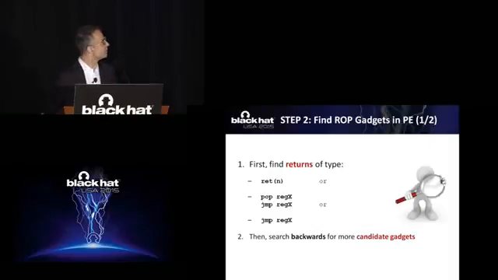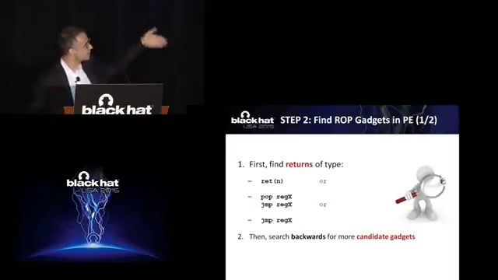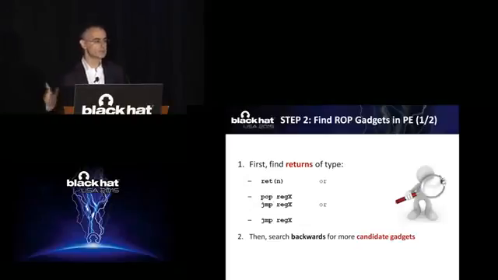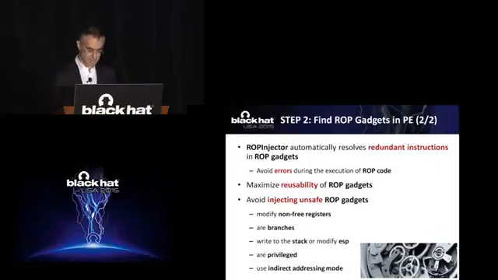In the second step, we want to find ROP gadgets in the portable executable. So first we search for return instructions. Here I list three options of return instructions in the portable executable. And then we search backwards for about 20 bytes to find candidate gadgets.